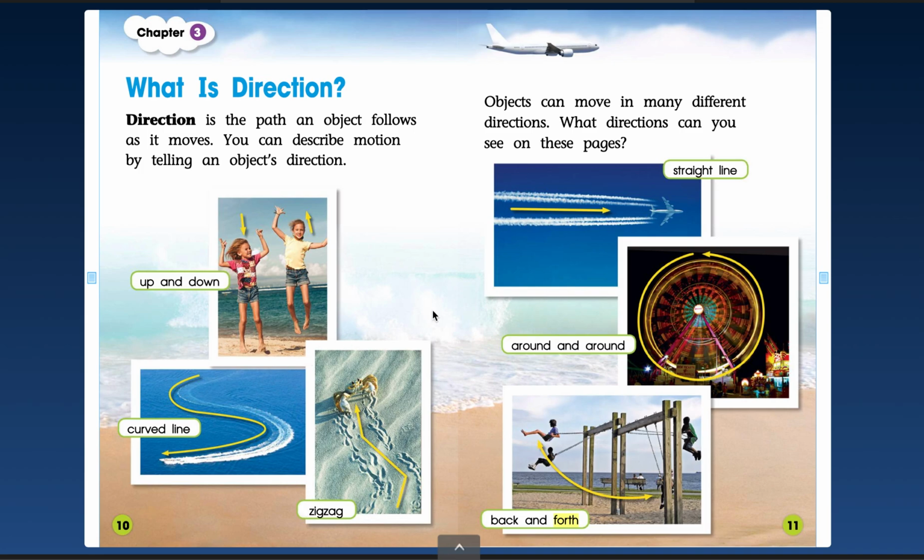Zigzag, zigzag, zigzag, like a letter Z. Now let's go in the direction of a straight line. Can you make your hand go in a straight line? Good job. You can also follow the arrow that's on here. Let's go in the direction of around and around. Spinning around. Good job. And now can you make your hand go like a swing? Back and forth, back and forth. Good job. All those movements we did, we moved in a direction.